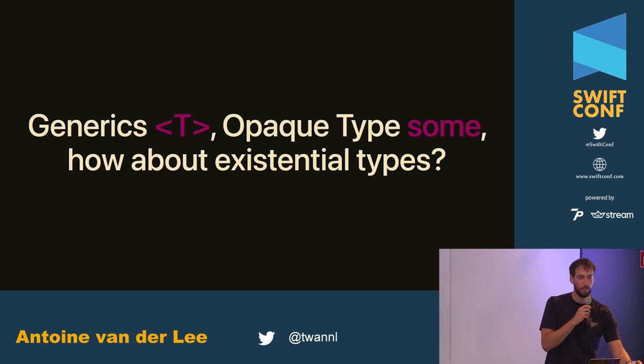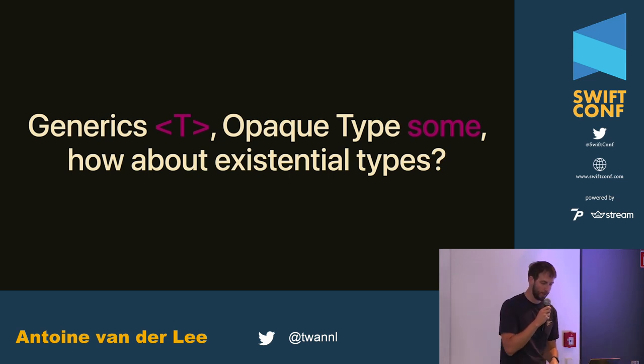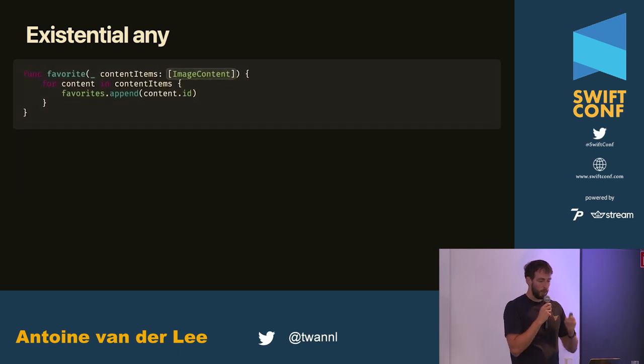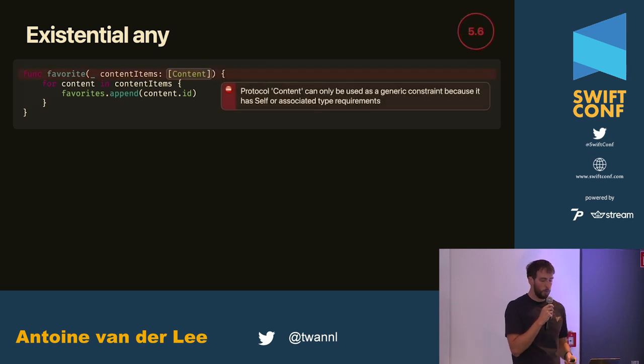Okay, nice. This is a good way for me to bring it up as well. It's much easier than normally. But how about existentials? So we have existential any, and I want to go back to the previous implementation of the favorite content store. And this time I want to zoom in to the favorite method where we pass in several types of content. If we update it to use our new content with the constraint to the identifiable protocol, we will see the same error again.